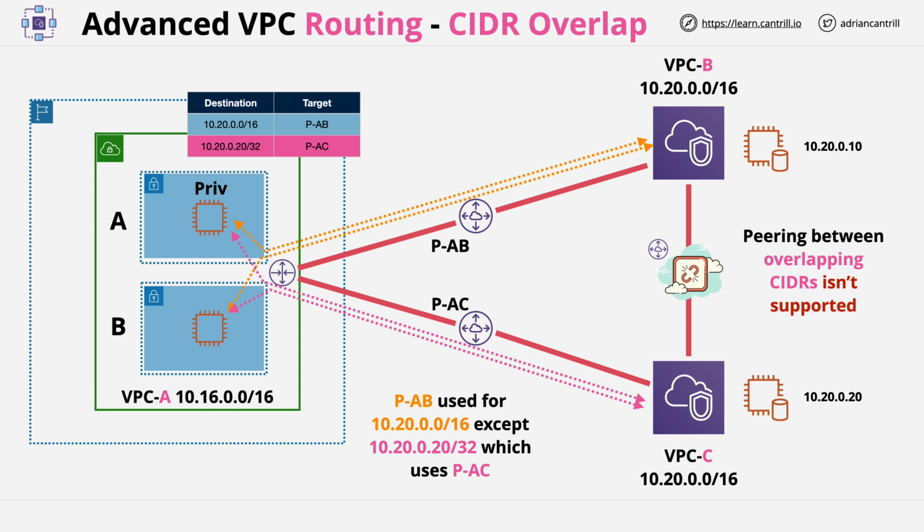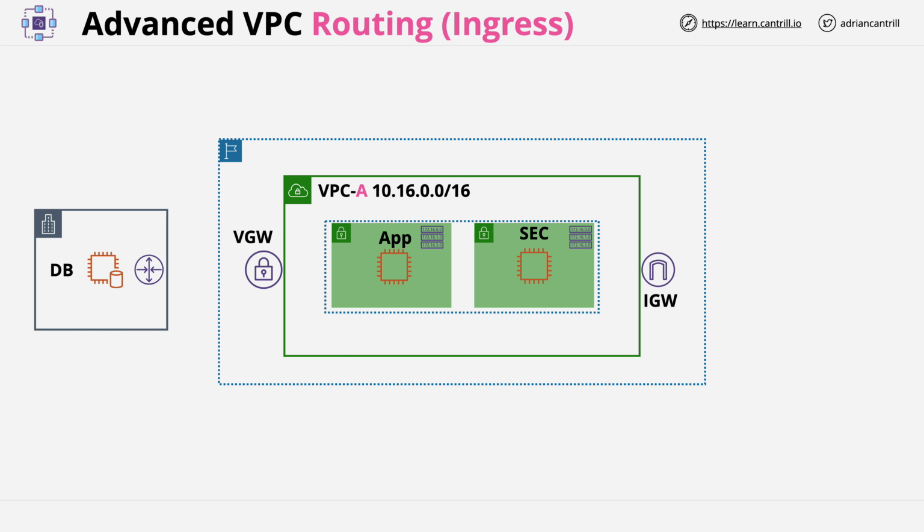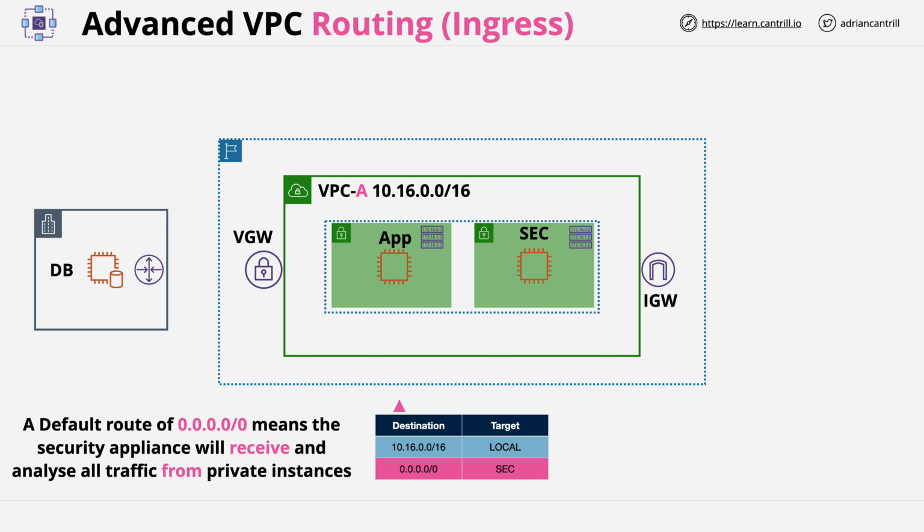Now, one more thing that I want to cover before we finish up with this lesson is a relatively new feature which is called Ingress routing. Normally within a VPC, route tables control outgoing or egress routing. So in this example, the application subnet has a default route which sends all of its outgoing traffic that isn't for the VPC CIDR range to a security appliance.